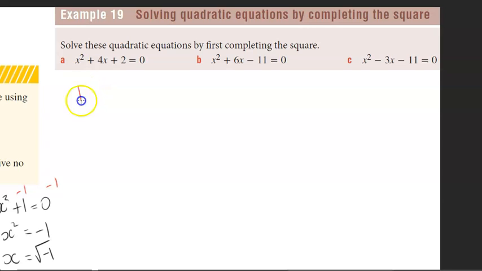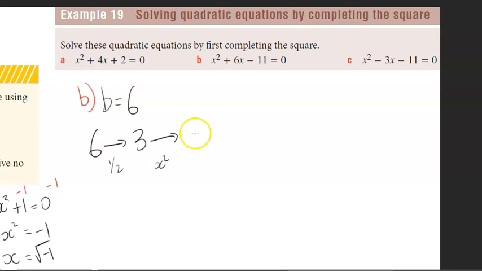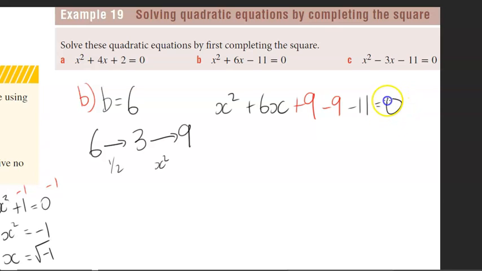Question B is x squared plus 6x minus 11, so x squared plus 6x minus 11 is equal to 0. We're going to look at this b value, which is equal to 6. From 6, we're going to halve this, which gives me 3, and then we're going to square it, which gives me 9. So I'm going to put x squared plus 6x, and I'm going to add 9. But then I'm also going to subtract a 9 to balance it out. I have my minus 11, and this is equal to 0.